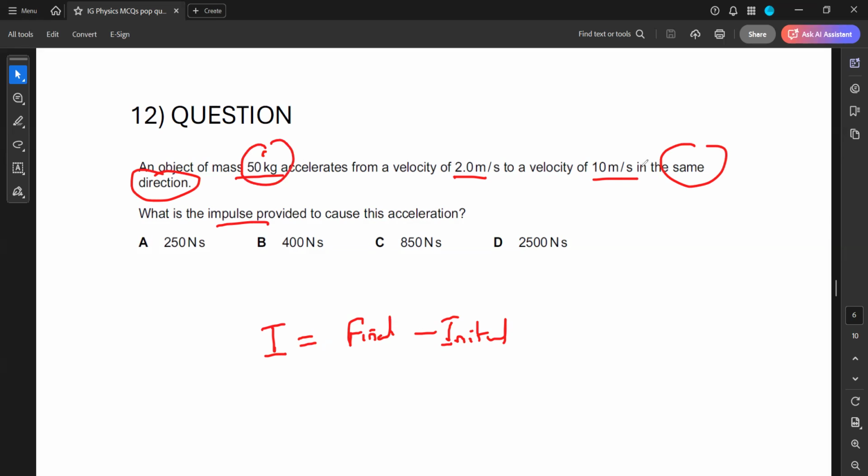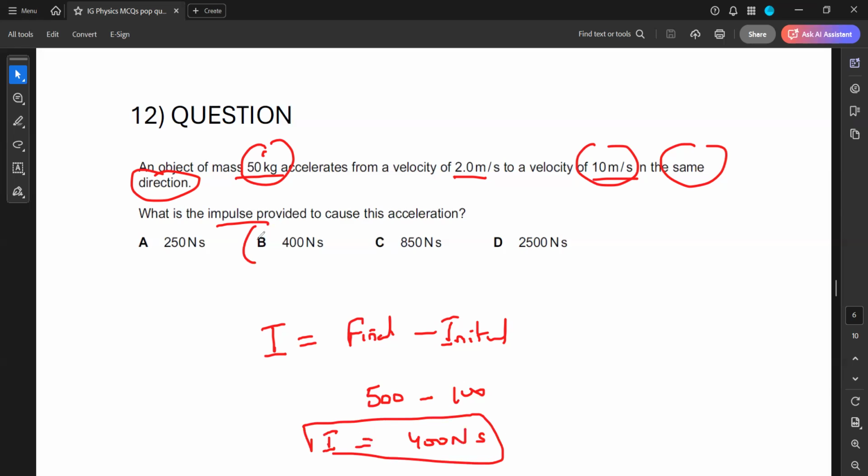So what about the final momentum? The mass is 50 and the velocity is 10, so 50 multiplied by 10 equals 500, minus the initial momentum, 50 multiplied by 2, which equals 100. So 500 minus 100 equals 400, and the unit will be Newton second. So B will be the right answer for this.